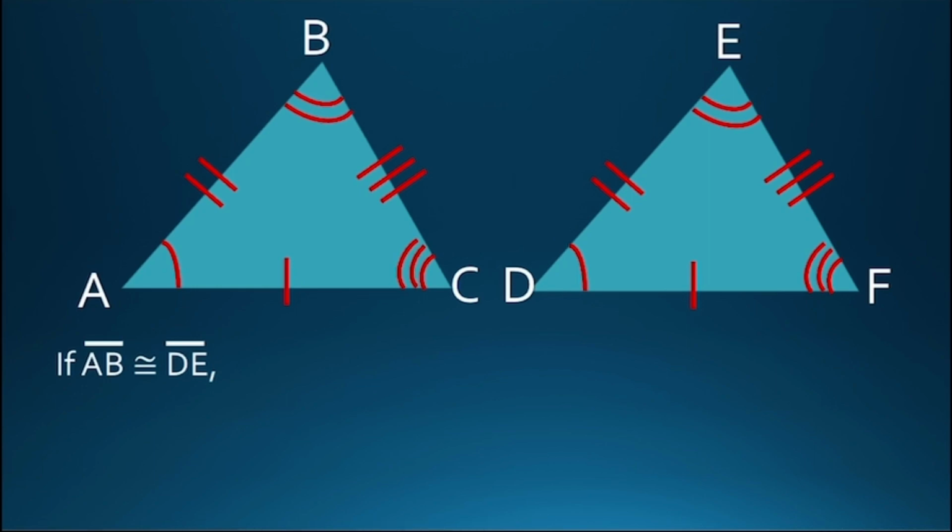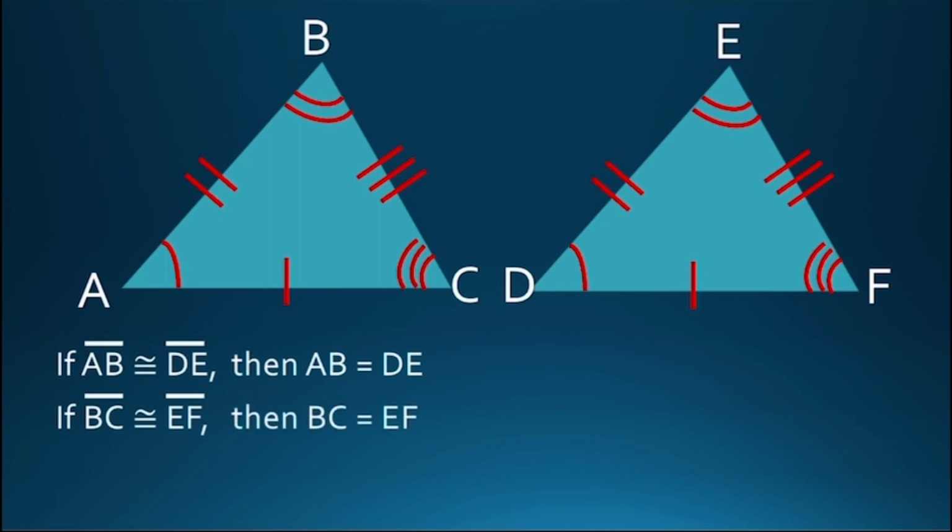If line segment AB is congruent to line segment DE, then AB is equal to DE. If line segment BC is congruent to line segment EF, then BC is equal to EF. And if line segment AC is congruent to line segment DF, then AC is equal to DF.